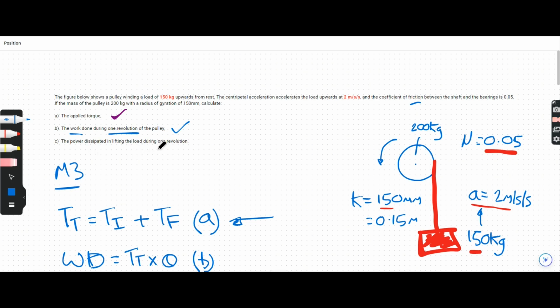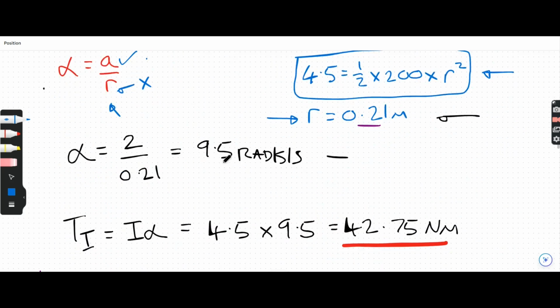So one revolution is the word, and you also need to look at this here. Look, upwards from rest. So it starts at rest, which means it starts off at naught. So the angular velocity, omega, let's call it naught, because it's starting. The starting angular velocity is naught. Hint, hint. So we need to use that in a bit.